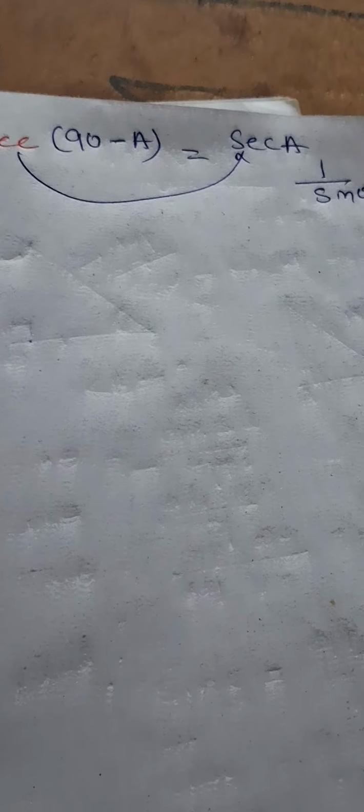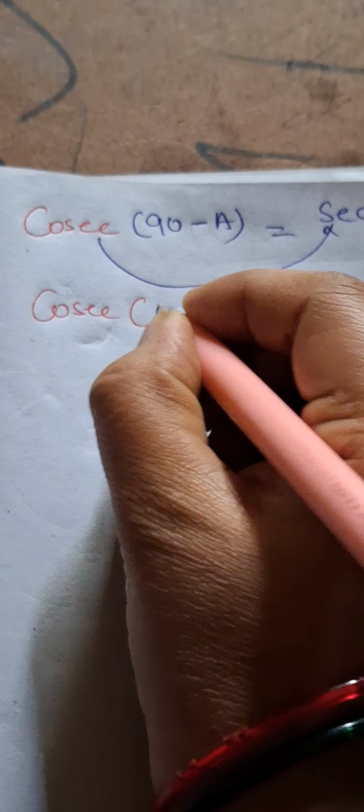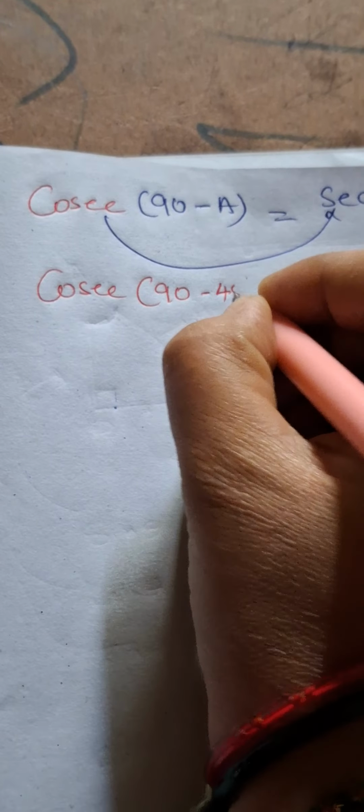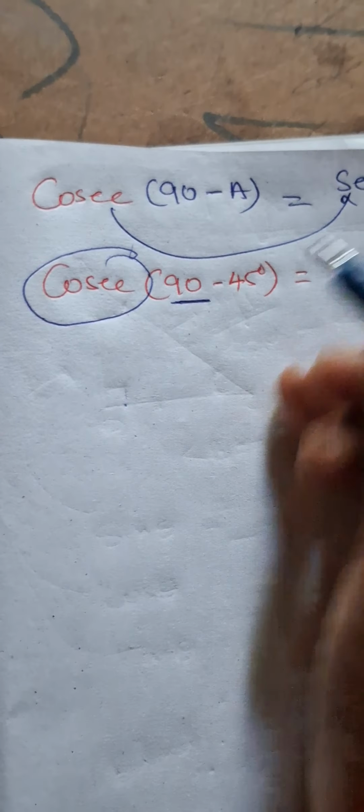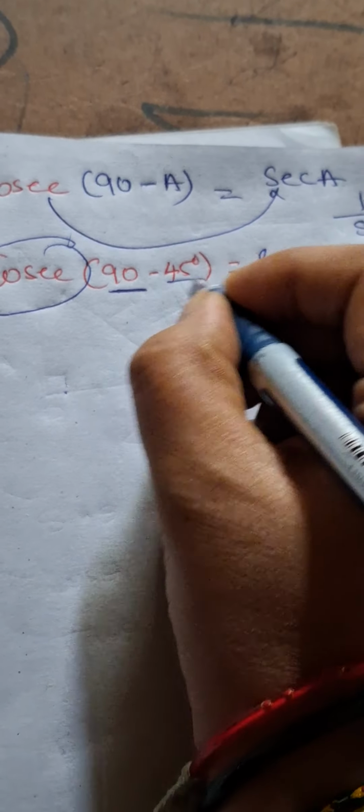Here what I am writing? Cosec 90 minus A, for example. Cosec converts into sec. Next to cosec, for example, if we have 90 minus 45 degrees, then what do we have to change? Cosec 90, so we have to write sec, and 45 is there, so write 45.